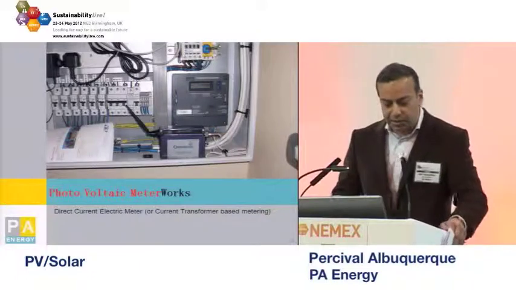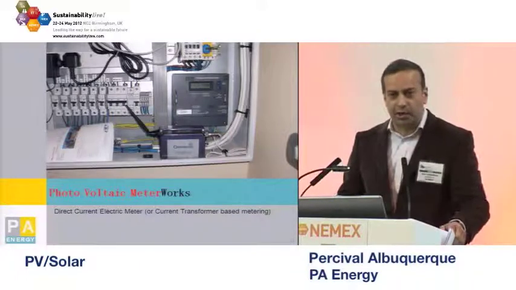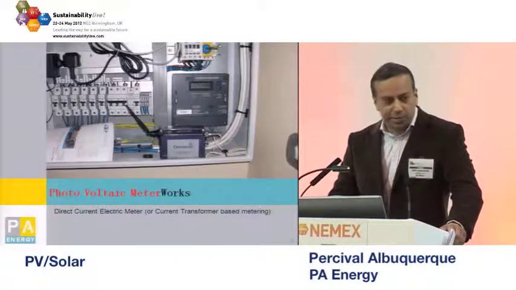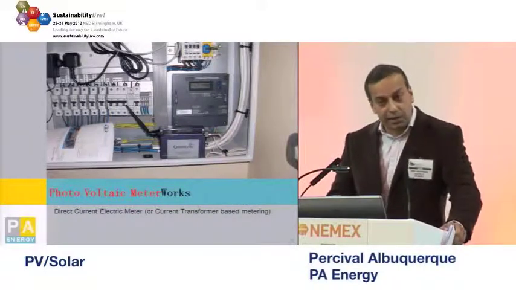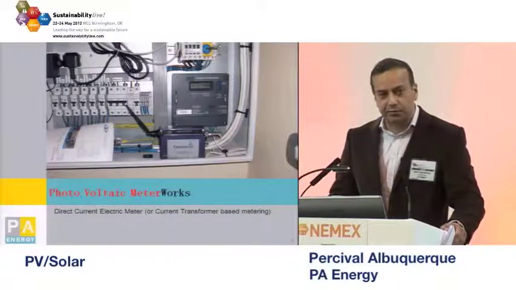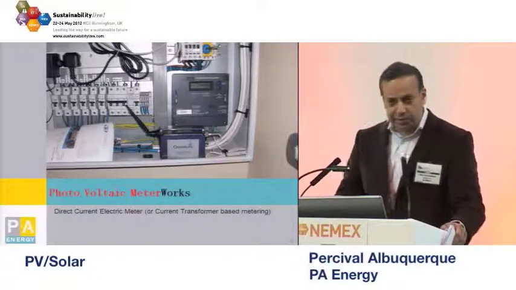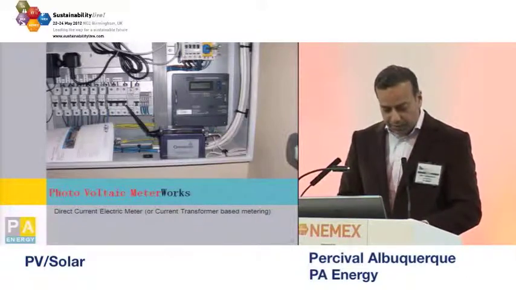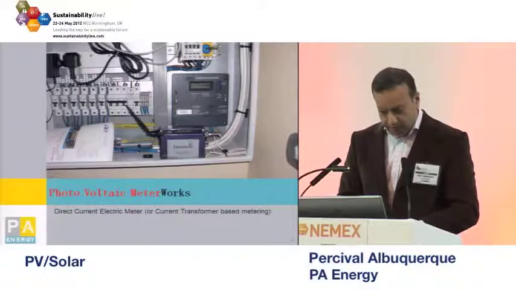And in terms of meters, you essentially have two types. One's called a direct current meter, and generally speaking, they're installed at the time that the PV is installed, because there's more wiring work involved to put in a direct current meter. The other option is a retrofit meter, or what they call a current transformer meter, and that's relatively trivial to fit that sort of meter.